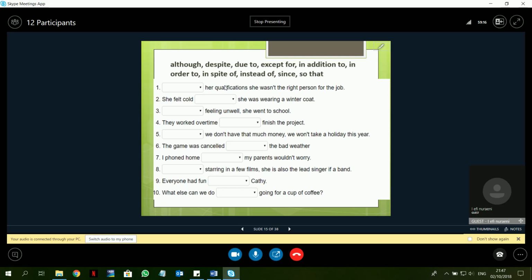Jadi a connector plays very important role in defining a meaning. Jadi connector itu sangat penting ya untuk menentukan sebuah arti. Kalau tadi pakai so that artinya jadi cause and effect, tapi kalau pakai although itu jadi contrast. Number three, feeling unwell, she went to school.